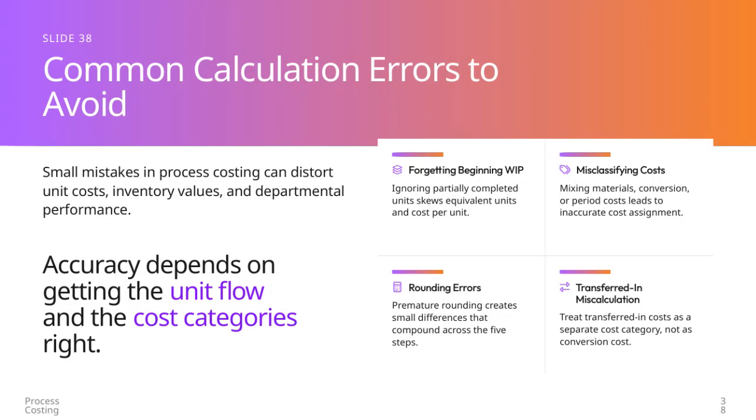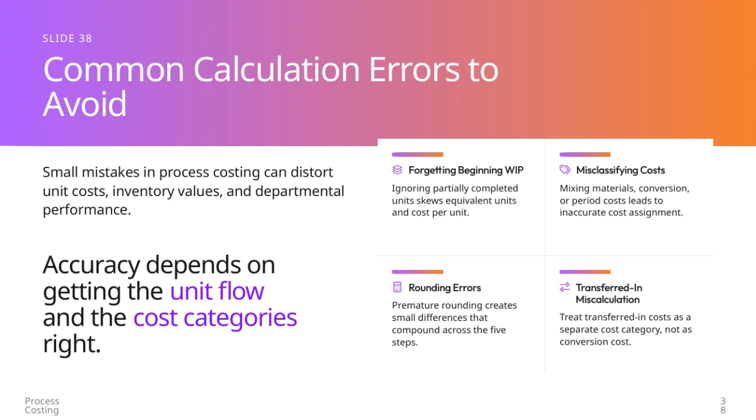When working with process costing, it's really important to avoid some common calculation errors that can significantly distort our results. First, forgetting to include beginning work in process inventory can throw off our whole calculation because it leaves out costs and units that were already partially completed. Next, if we ignore partially completed units, we end up miscalculating equivalent units, which skews both the cost per unit and the final inventory values.